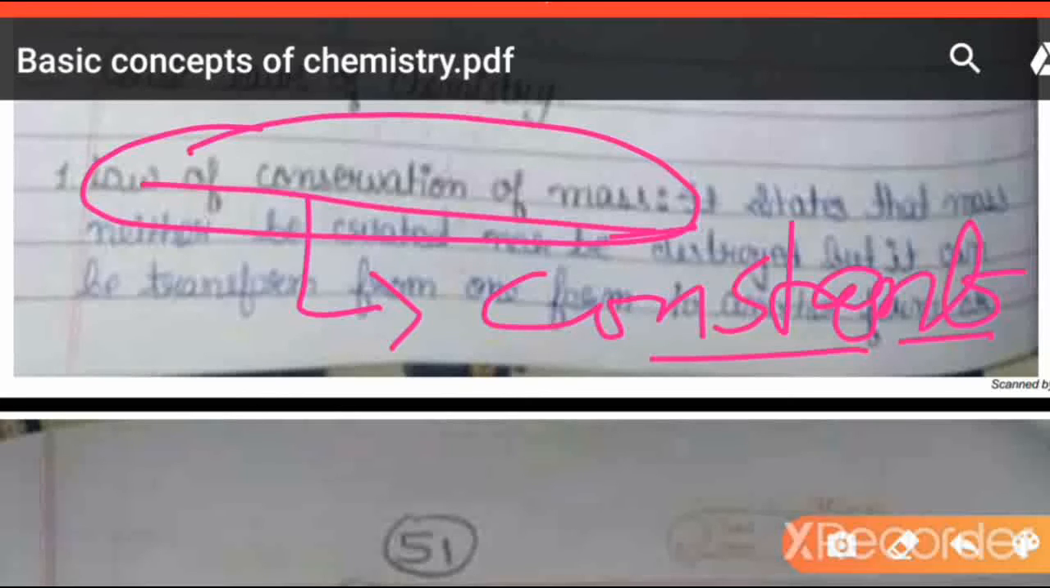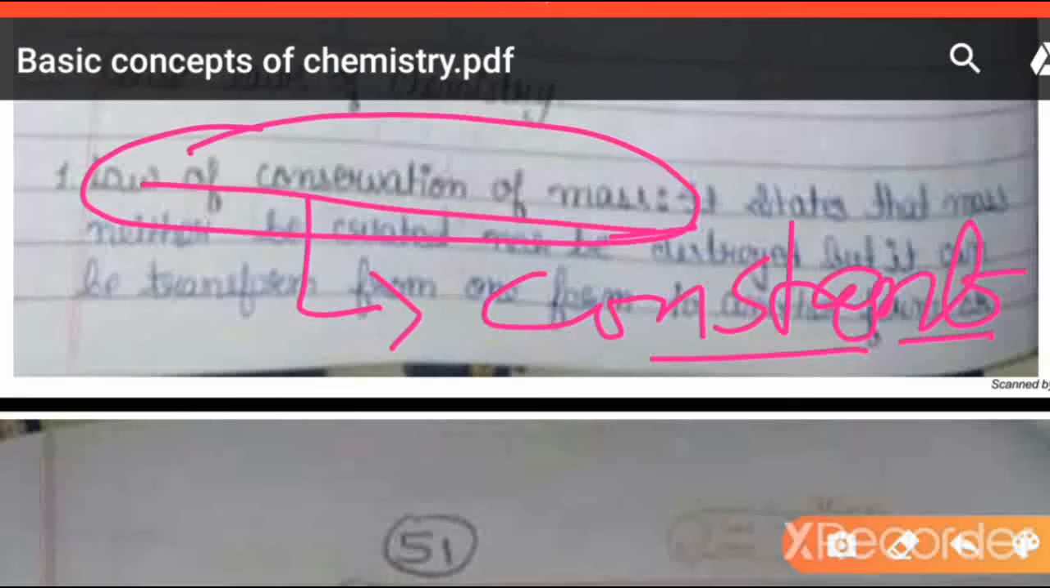You know that the law of conservation of mass states that mass can neither be created nor be destroyed, but it can be transformed from one form to another form. Mass को create नहीं किया जा सकता, mass को destroy भी नहीं किया जा सकता, right? But it can be transformed from one form to another form, right? It means the mass of the universe is constant. Mass can neither be added nor be destroyed, right? So this is the law of conservation of mass.